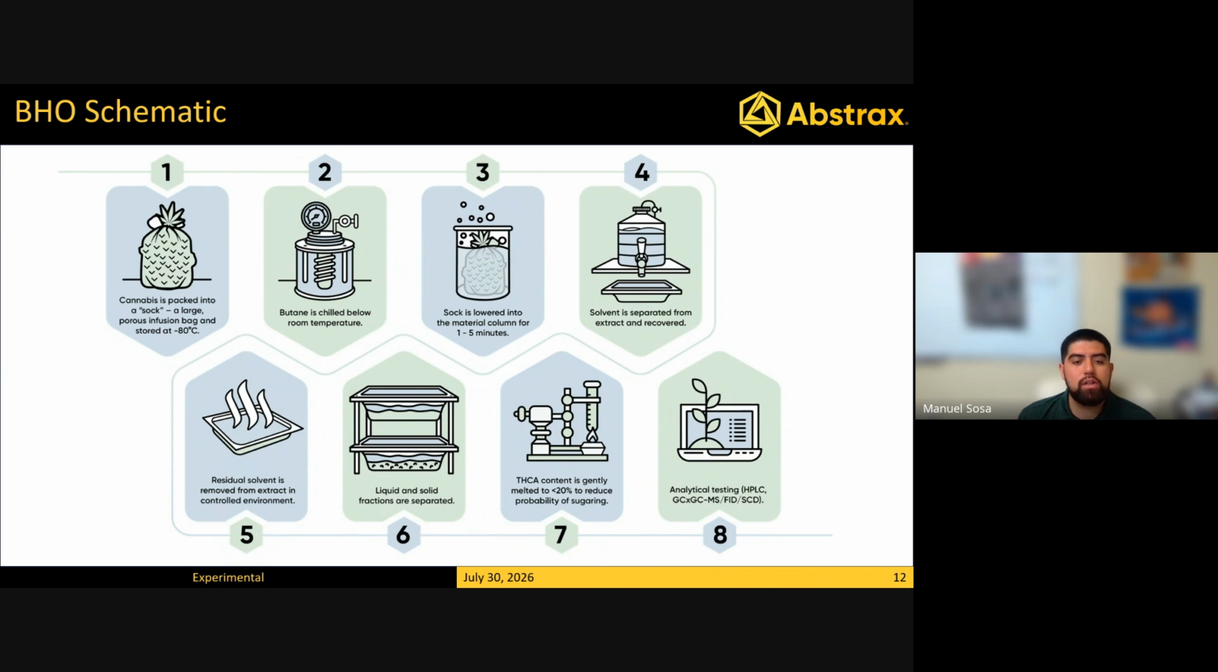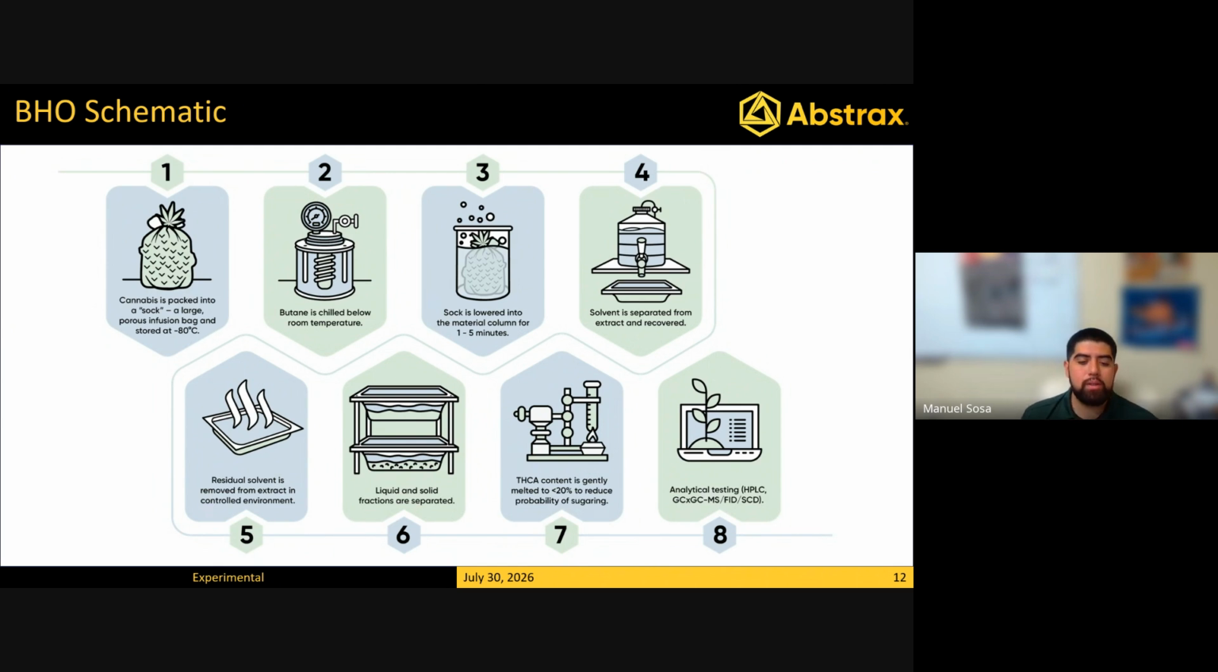In step two, you start chilling down your butane to your desired temperature. In step three, you lower your sock into the column of your butane extraction system and let it soak for a desired time. After it passes through the columns, you end up with your butane hash oil at the bottom. You put these in some Pyrex glasses. In step five, you let the Pyrex glass sit in a controlled environment, letting all the residual butane evaporate out since it has such a low boiling point.